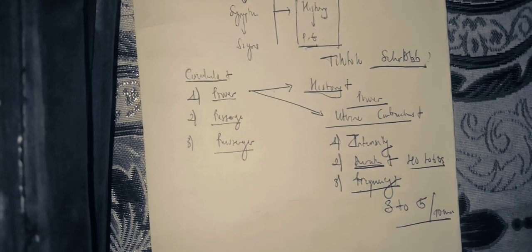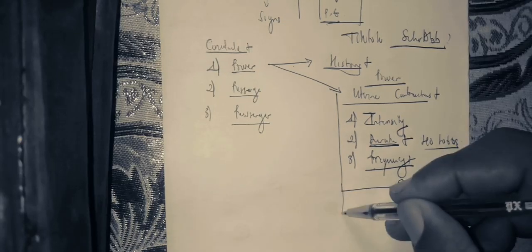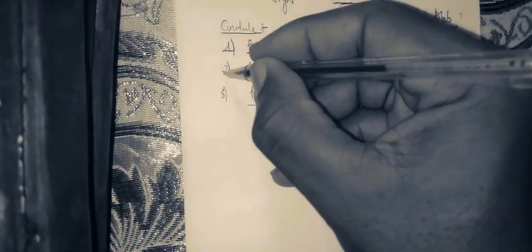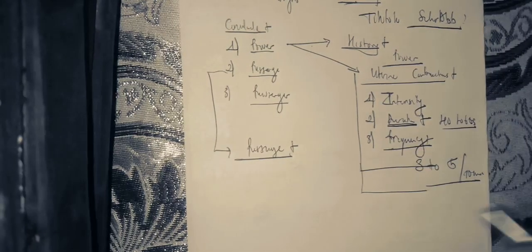Contraction, 3 to 5 contractions every 10 minutes. You must describe that in your history and your physical examination. Now, the next one is the passage. Is it clear? So, how do you describe the passage?